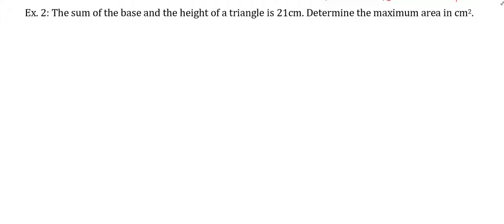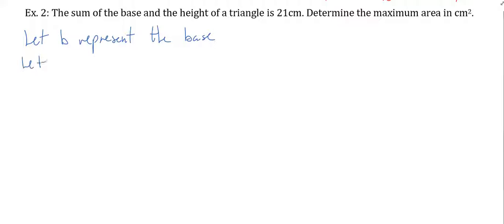And this one's about a triangle, but it doesn't have to be. It could be the sum of two numbers is 21. You do it exactly the same way. But when it's about a triangle or a rectangle or something, it's a little bit different, just because we need to know the formula for the area of a triangle. Okay, so it says the sum of the base and the height of a triangle is 21. So I'm going to say let B represent the base of the triangle. And I'm going to say let H represent the height.